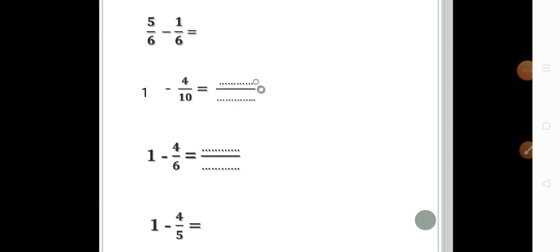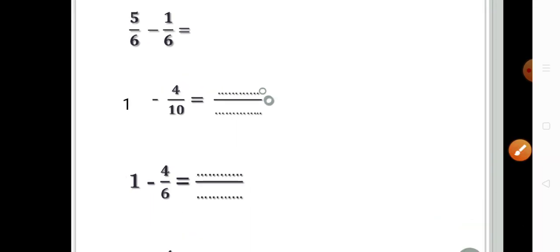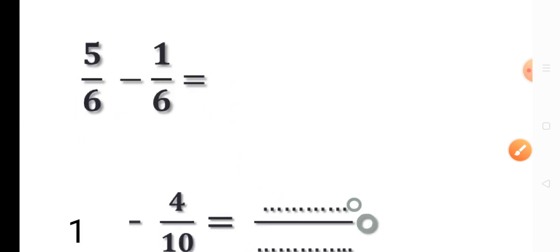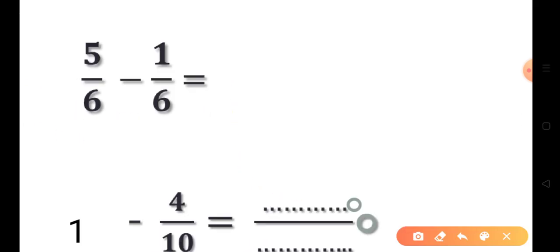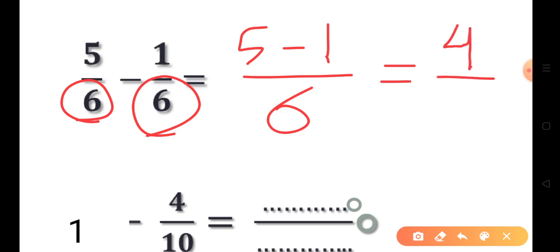Another example. 5/6 minus 1/6. The two denominators are the same. So keep it and just subtract the two numbers on the top. 5 minus 1 equals 4/6.